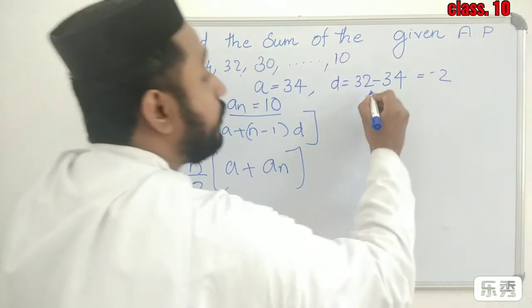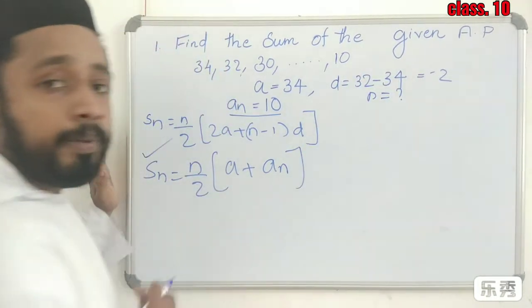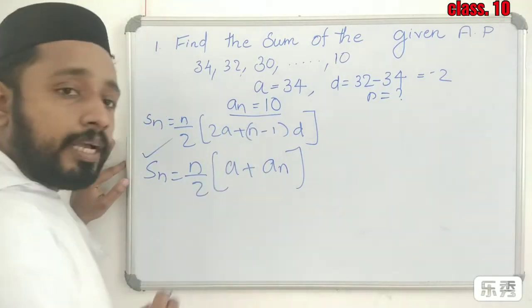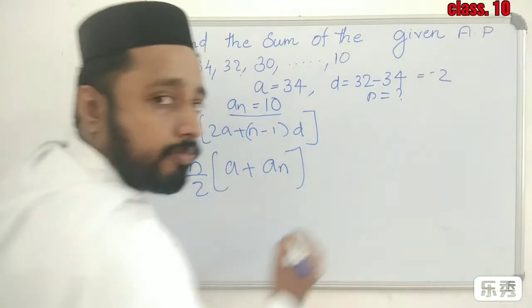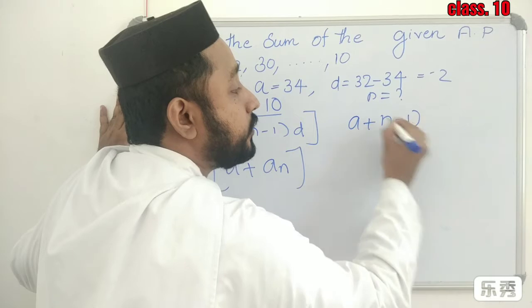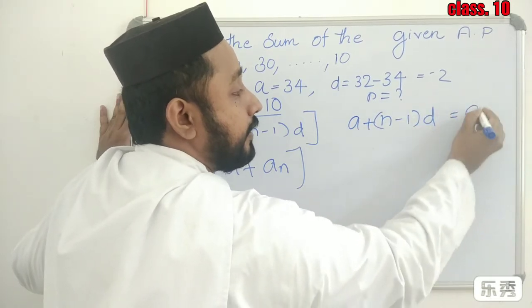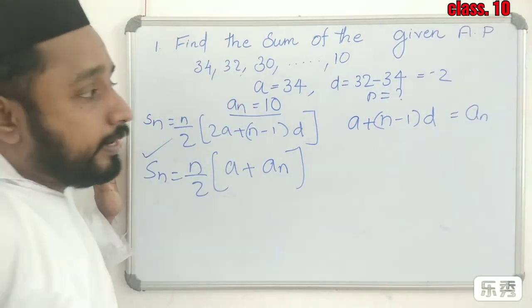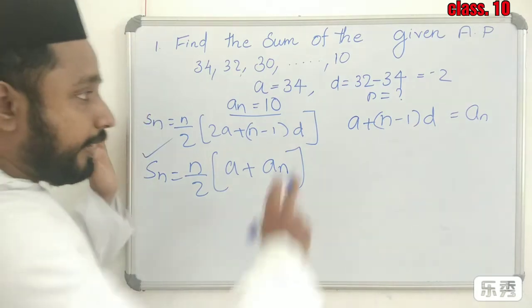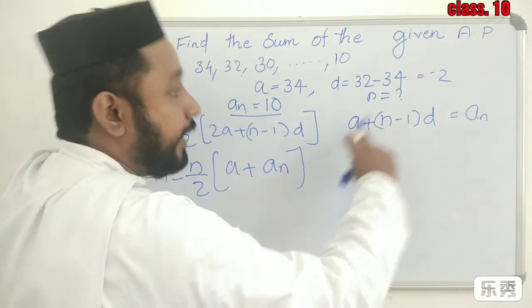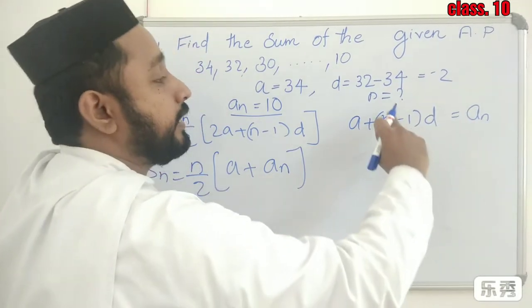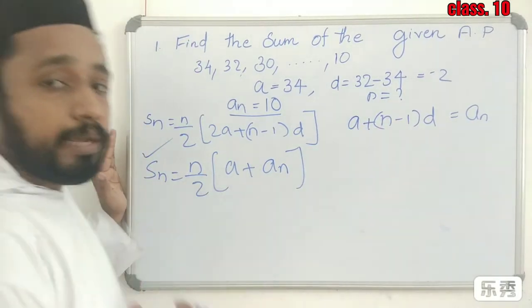But we don't know the value of n. How many terms are here? We don't know how many terms are here, so we have to find how many terms are here. But we know an is equal to 10. What is the formula for finding an? a plus n minus 1 into d, which is equal to an. That is the formula for finding an. Here we substitute the values of a, d and an. We know the values of a, d and an, then we will get the value of n. Then we will understand how many terms are here.